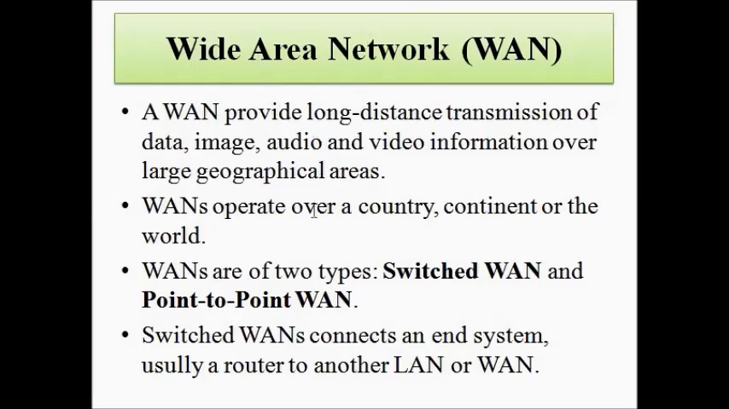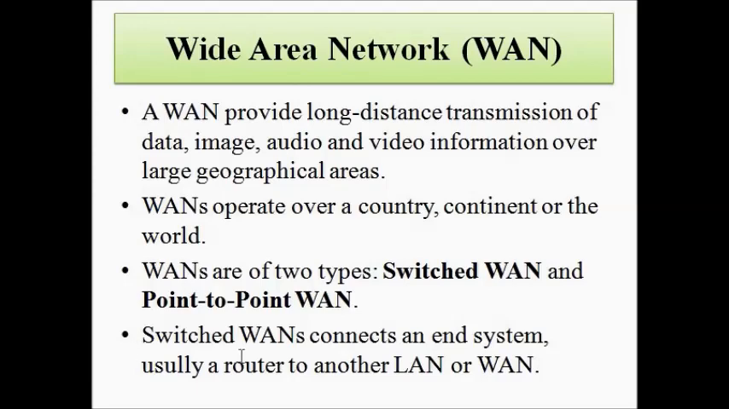That's why the network coverage is very large, over several thousand kilometers, which can be an entire country, a continent, or a world. Sometimes it can be for a certain state or a district. It can also be like that, but generally it is for an entire country, continent, or the world. Now the wide area networks are generally of two types: switched WAN, or switched wide area network, and point to point wide area network.